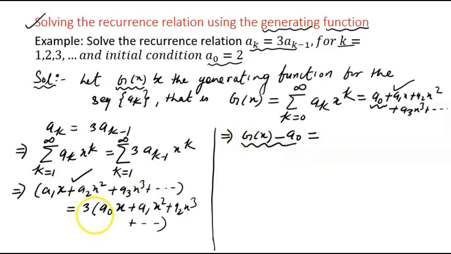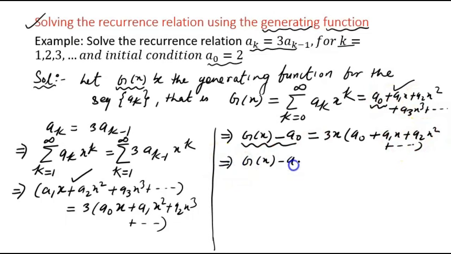What is there in the right hand side? In the right hand side, if I take 3x common, I will get a0 plus a1 x plus a2 x squared and so on up to infinity. And now this term here is nothing but g(x). So we are getting g(x) minus a0 is equal to 3x g(x). But here a0 is equal to 2, which is given in the problem. So I write g(x) minus 2 is equal to 3x g(x).